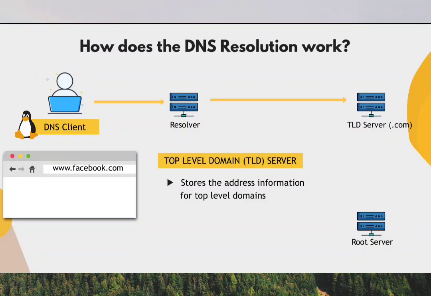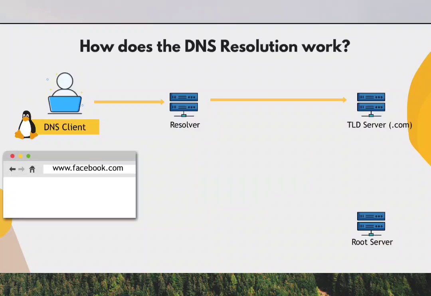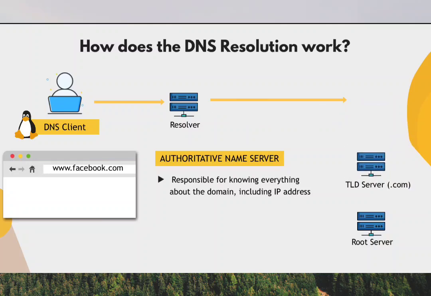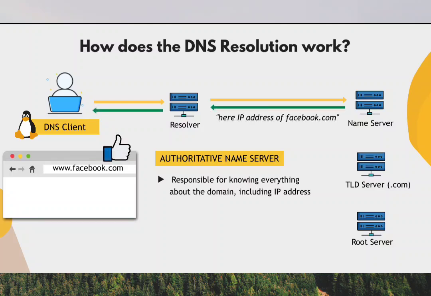The resolver then asks the .com server, hey, can you give me the IP address of facebook.com? The .com server sends a response: I don't know the IP address of facebook.com, but here is a list of the IP addresses of the authoritative name servers for the .com domain. They will know facebook.com's IP address. So finally, the resolver chooses the IP address of one of the authoritative name servers from the list, asking for facebook.com's IP address. And this time, the name server responds with the actual IP address of facebook.com. So now your computer can send the request to Facebook's IP address.